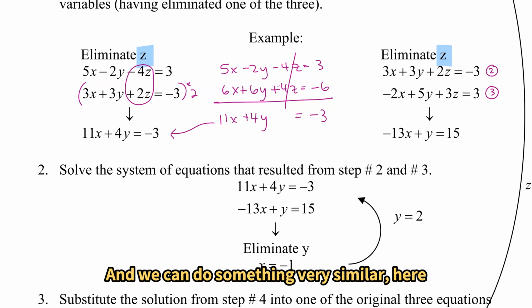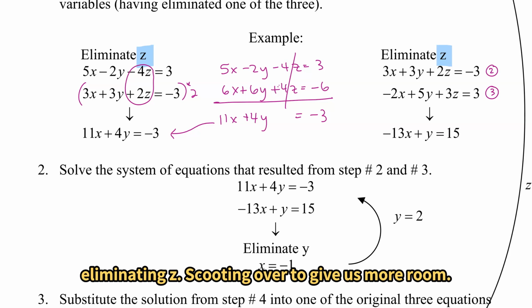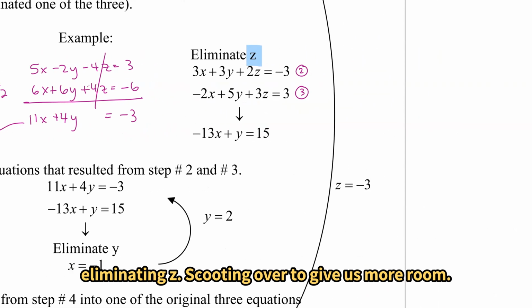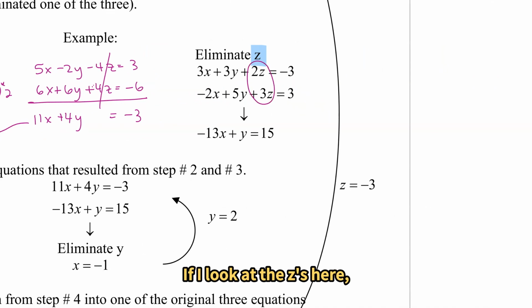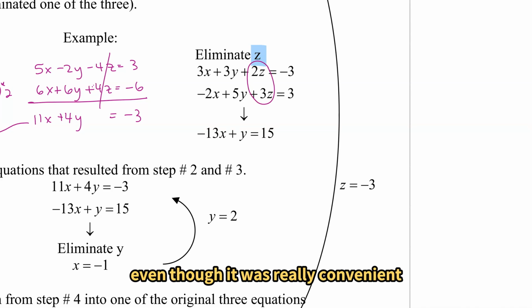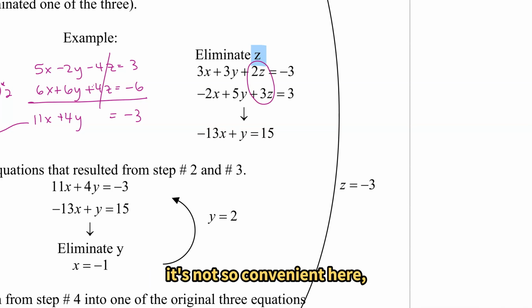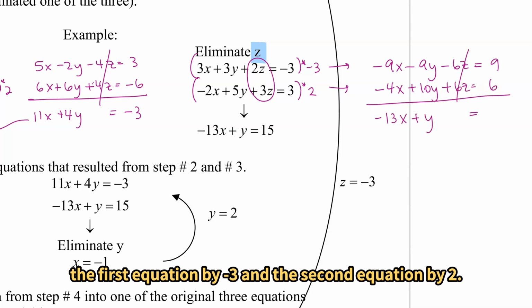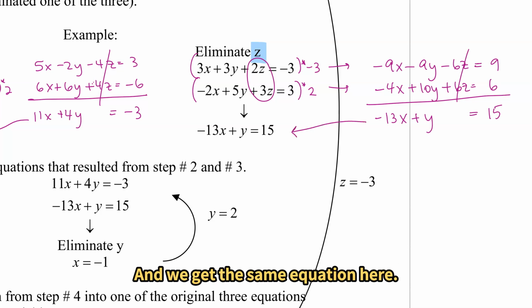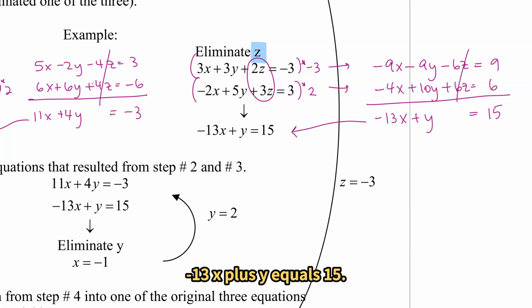And we can do something very similar here, eliminating z, scooting over to give us more room. If I look at the z's here, even though it was really convenient to eliminate z's in the first pair, it's not so convenient here, but we could still do it. Multiply the first equation by negative 3 and the second equation by 2. And we get the same equation here, negative 13x plus y equals 15.